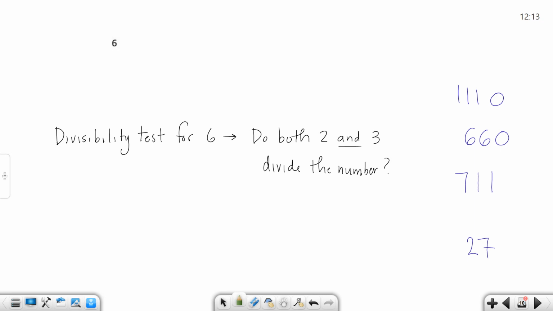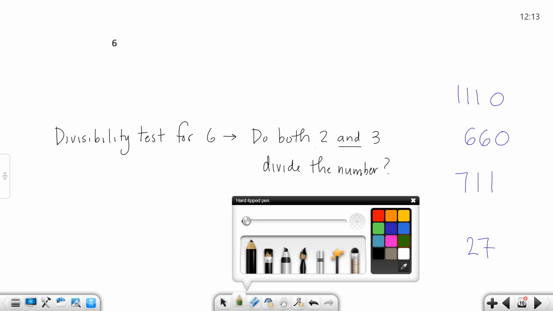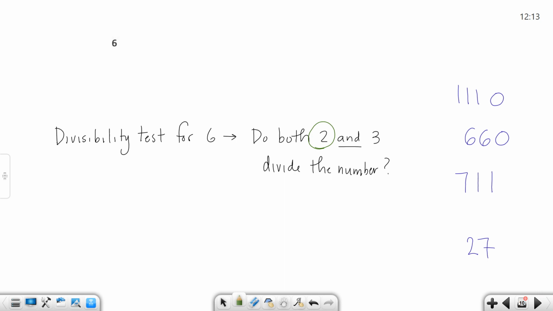Our last divisibility test is the one for 6. And the way that you do 6 is you have to combine two different rules. So you have to first see if it's divisible by 2, and then you have to see if it's divisible by 3. Okay, so that's how we're going to start. We're going to start all of these with the number 2 first. Okay, let's check our 2 divisibility rules.